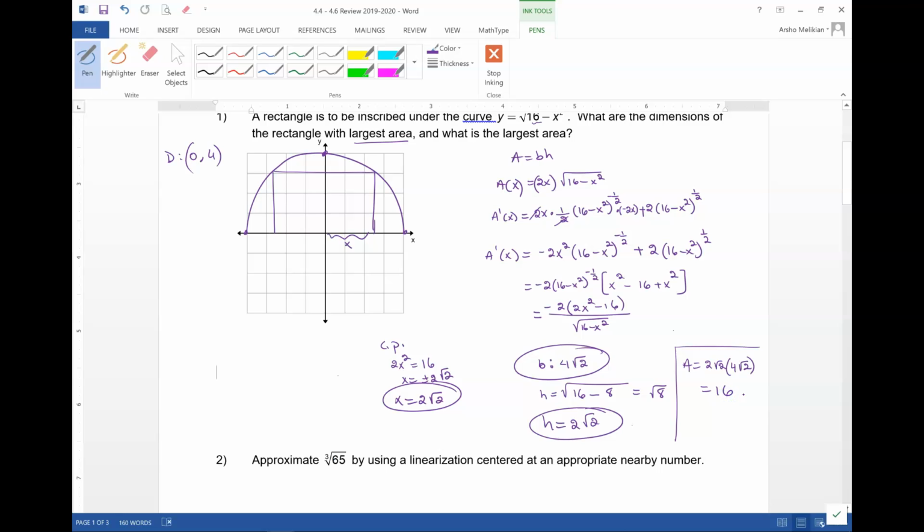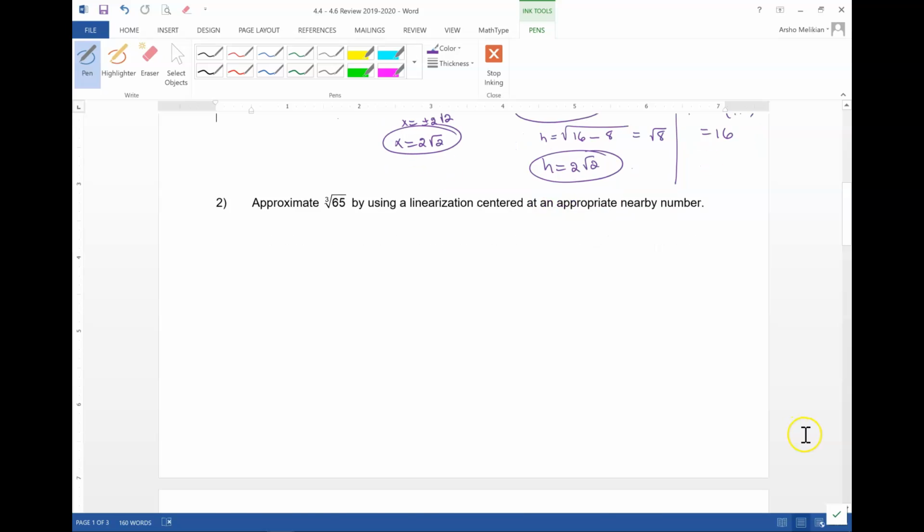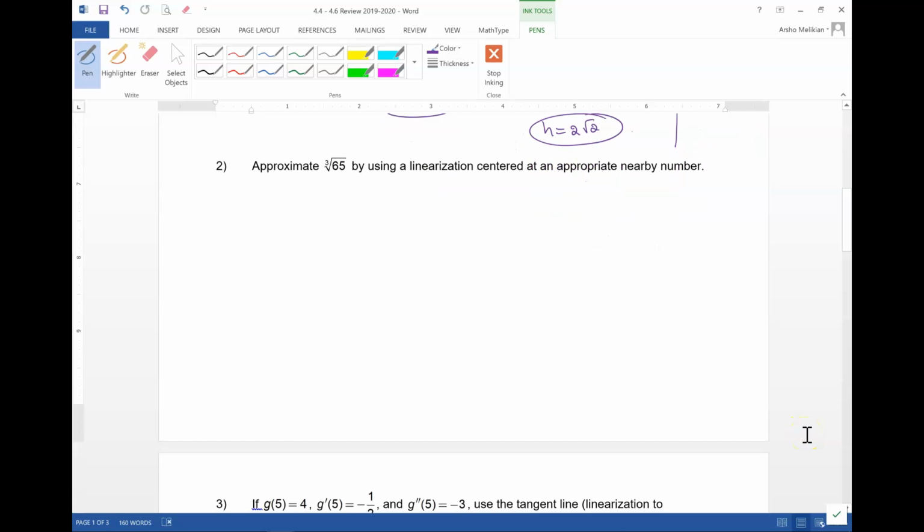16. Okay, so we have to approximate the cube root of 65 by using a linearization centered at the appropriate nearby number, right? And what's that nearby number going to be? 64 for this one. Okay, so we have to write the linearization. So f of x is going to be what? It's going to be cube root of x, right? So what's f prime of x going to be? Negative 2 over 3, right?